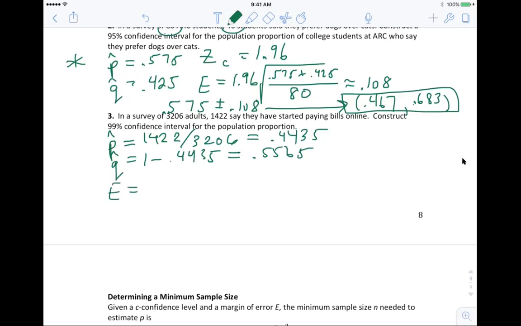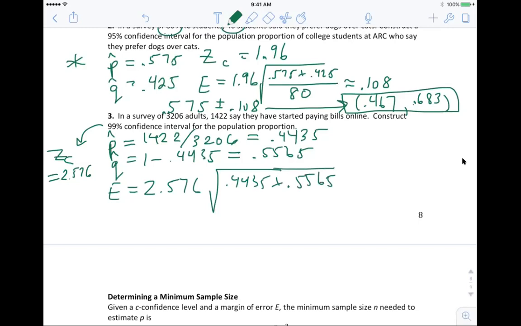Oh, here we have a 99% confidence interval. I forgot that. I've got to get the z. That's 2.576. So 2.576, and then the big square root piece, 0.4435, 5565. Just follow along that formula, and then divided by the n, that big number, 3206. Okay. So let's calculate that together and see if we agree.